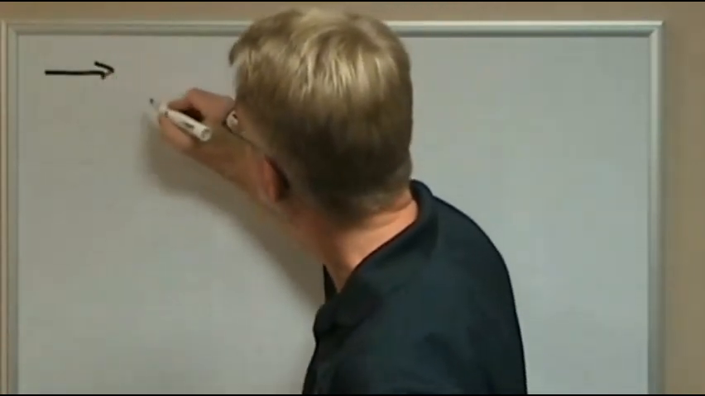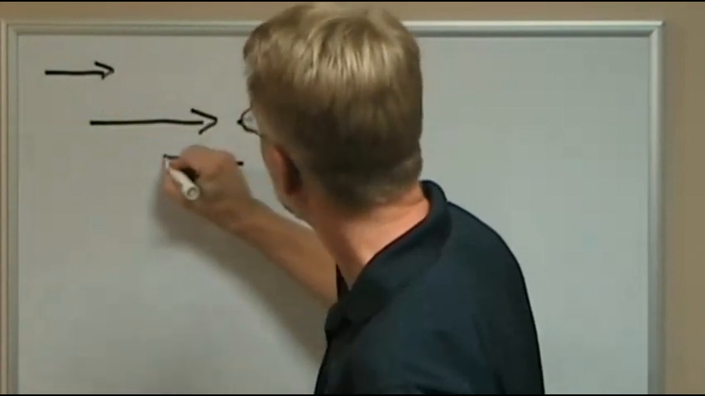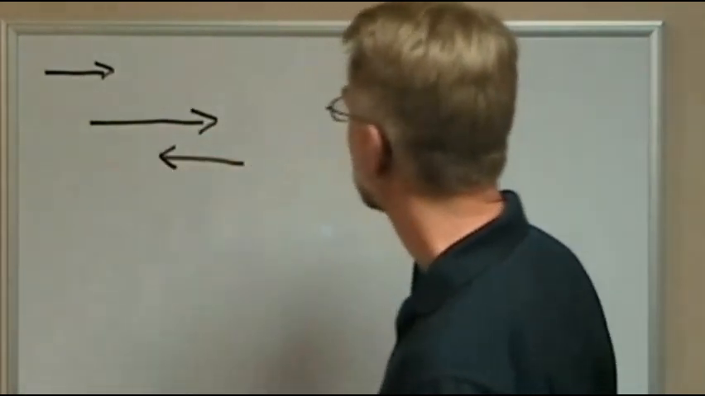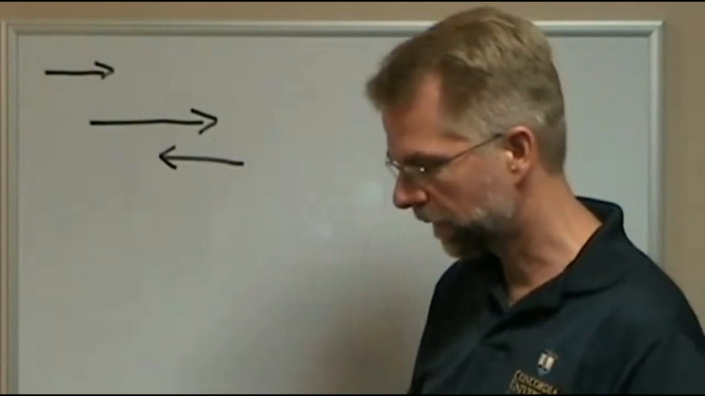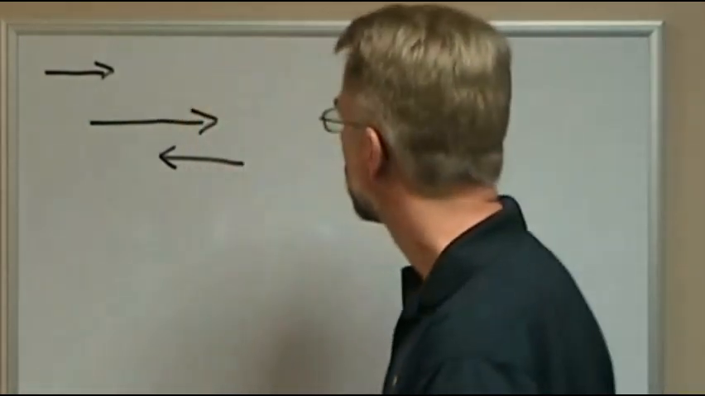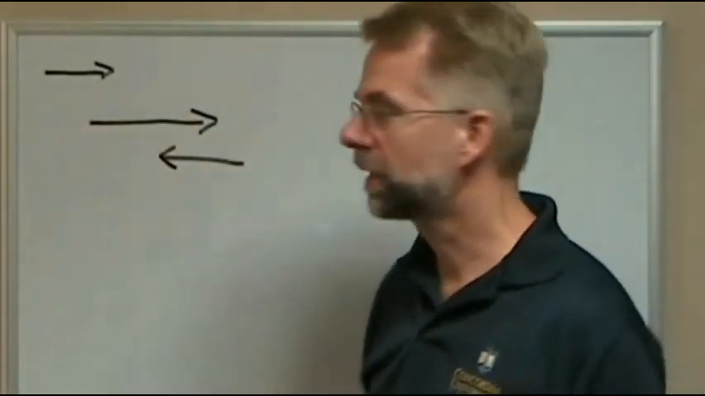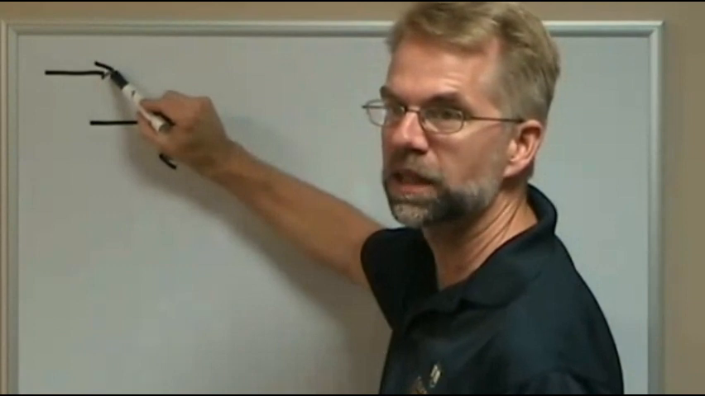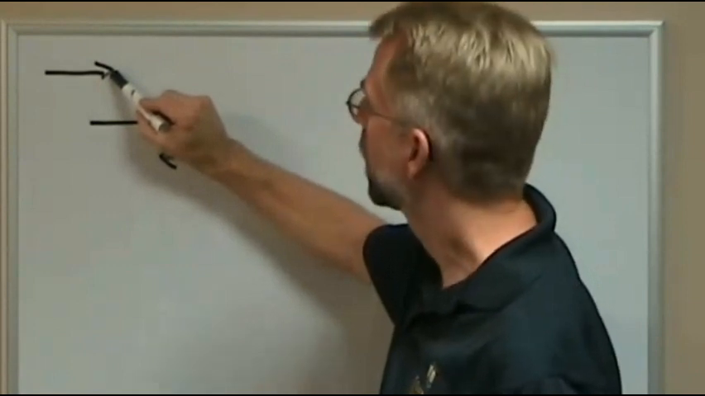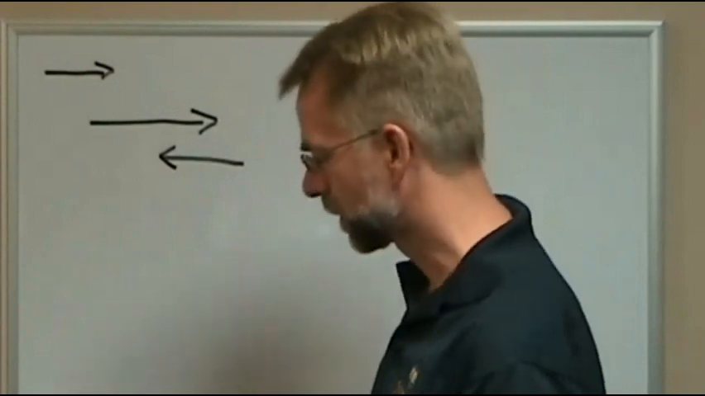Let's say I have a vector here. Let's say I have another vector here. And I have another vector there. Okay? And so I have three vectors, and I want to combine these. All right? So using the tip-to-tail method, what you do is start with one vector, it could be any of them, and you take the tip of that vector and you bring the tail of the next vector up to it.